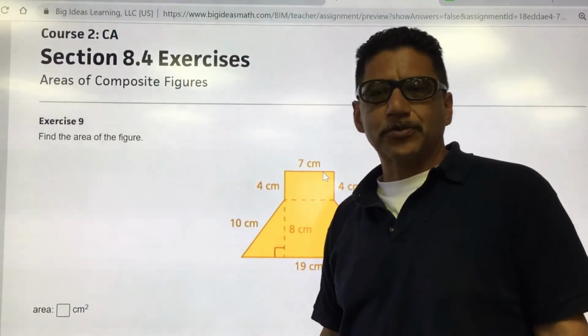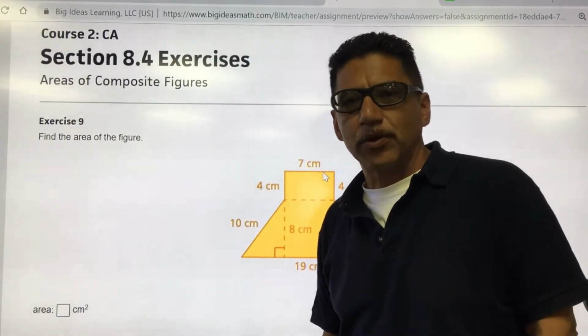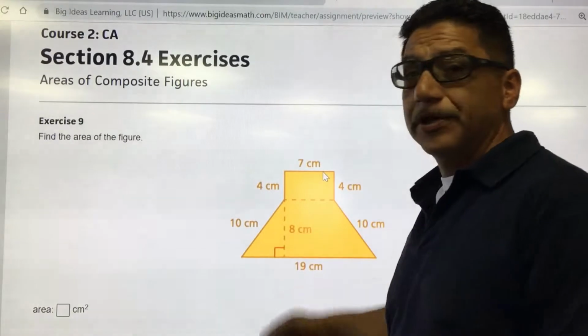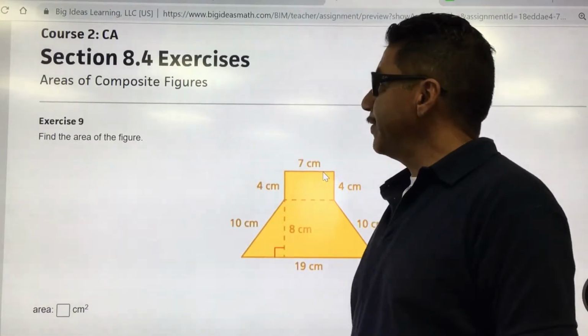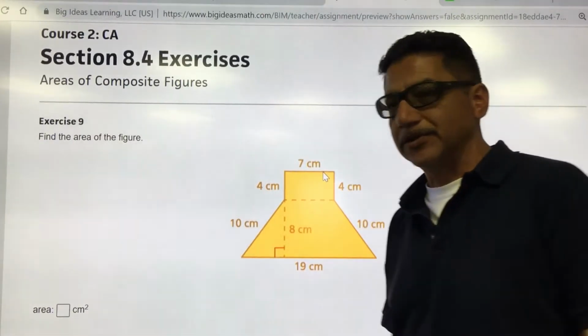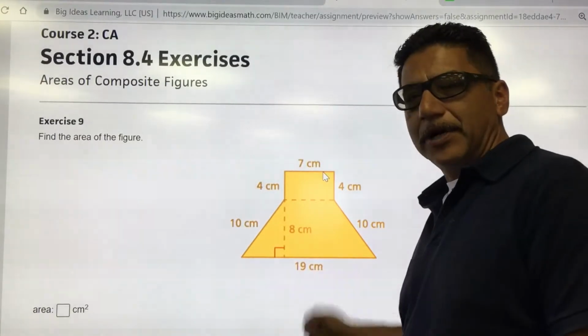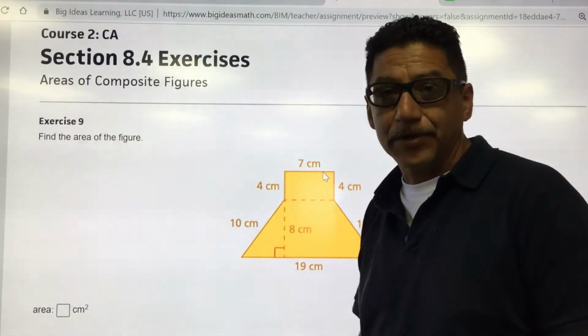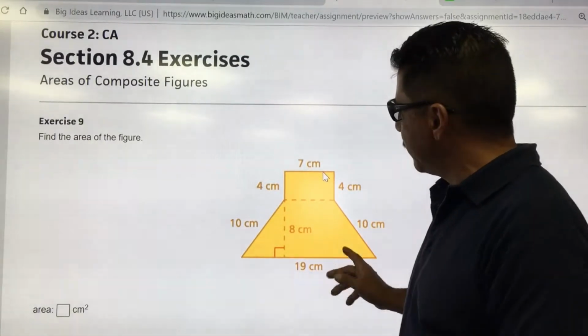Hello everyone, Mr. Estrada here once again, and today we're going to be using our Promethean board to find the area of composite figures. So here is a composite figure, and a composite figure is made up of various shapes.